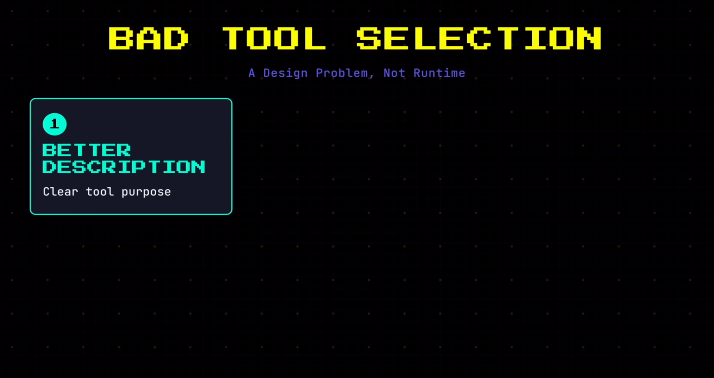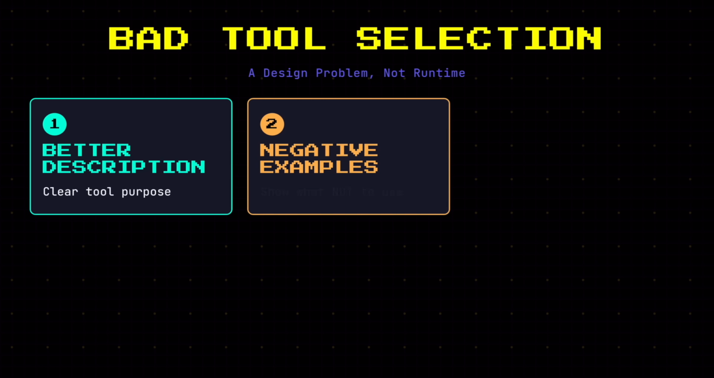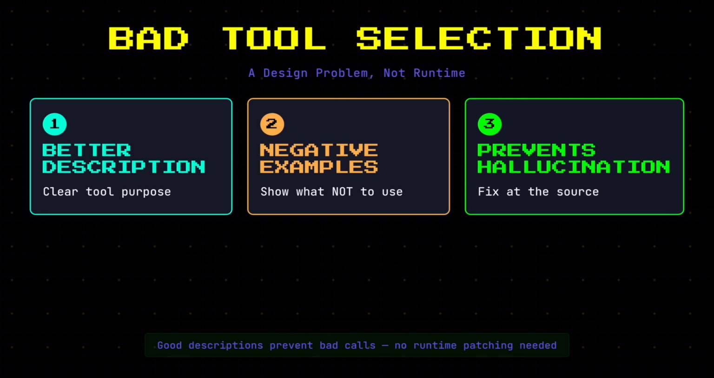Bad tool selection isn't a runtime problem. It's a design problem. If the agent keeps picking the wrong tool, improve the tool's description, add negative examples, tell the agent what the tool should not be used for. This prevents hallucination at the source.